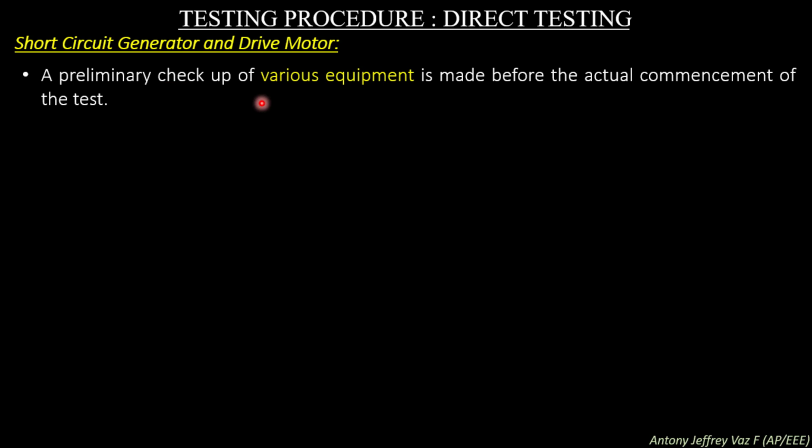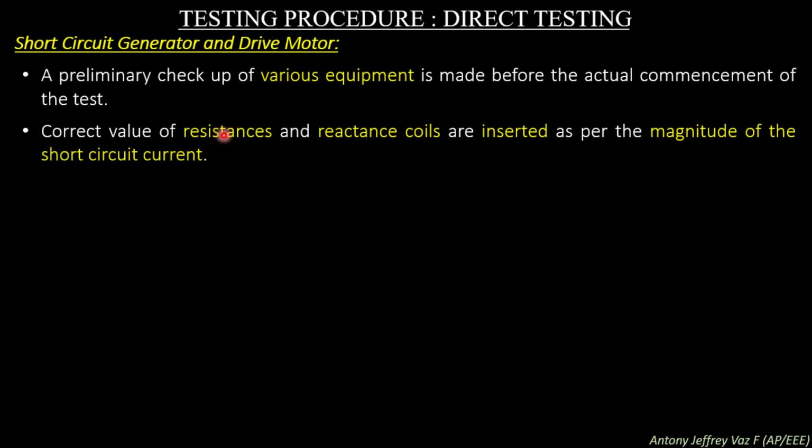A preliminary checkup of various equipment is made before the actual commencement of the test. So, before testing a circuit breaker, the auxiliaries which are helpful for testing are checked. That is, a checklist is provided before testing a circuit breaker.